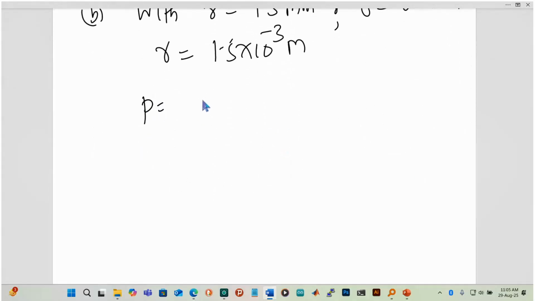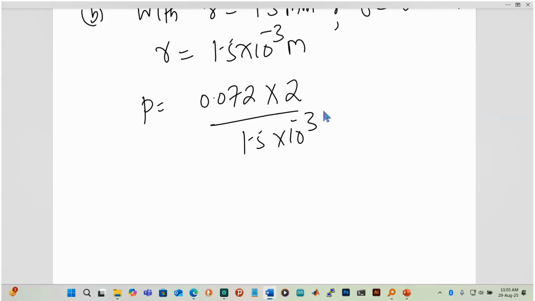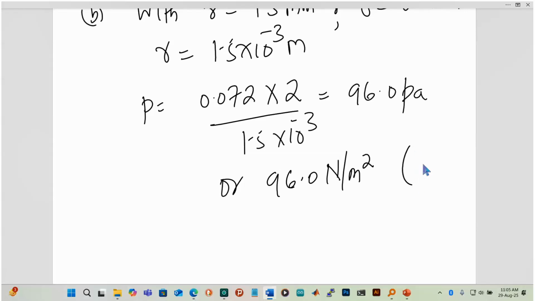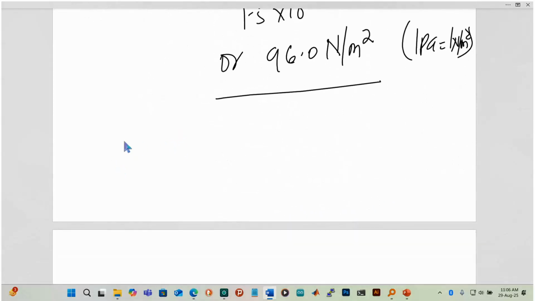So we get our pressure. The pressure is going to be 0.072. We multiply by 2. We divide by 1.5 times 10 power negative 3. So from my calculator, this gives us 96.0 pascals, or 96.0 Newton per square meter, because 1 pascal is equal to 1 Newton per square meter. So that is also done. We go to part C.